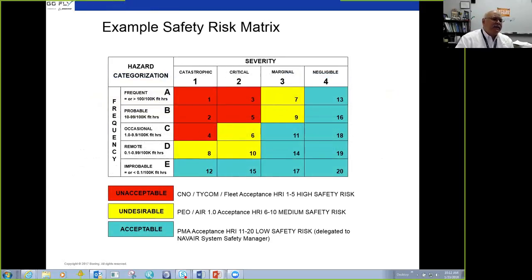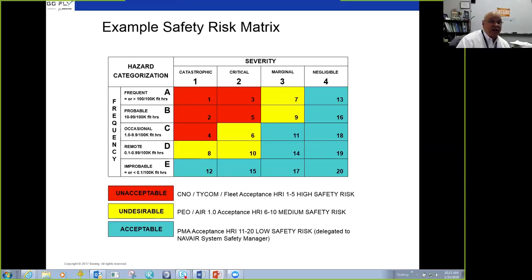These documents present this table that is a way to measure what you have to do. If you end up with what's called an A1, which is a frequent failure with a catastrophic effect, everything in red in here is considered something you must address. So I would recommend that you use these kinds of tables. This table is in 4761, and it tells you how to use it and gives you some recommendations.